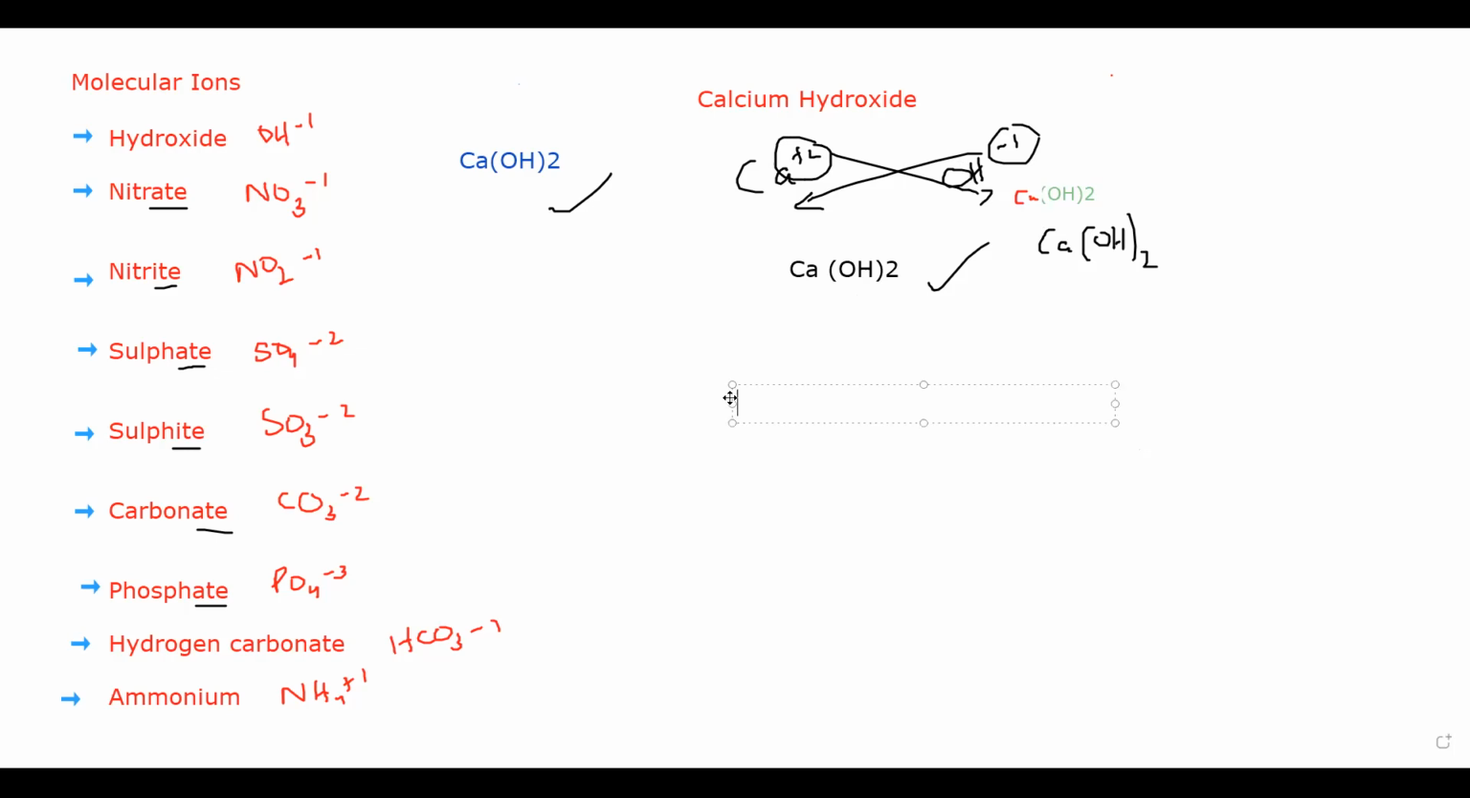Another, I want to write a chemical formula for magnesium carbonate. Magnesium is Mg, group 2 with a charge plus 2, and carbonate is CO3 with a charge minus 2. So what is the formula of magnesium carbonate? Don't forget to simplify, because the first step after writing the valency is that you must simplify the valencies and then cross multiply.